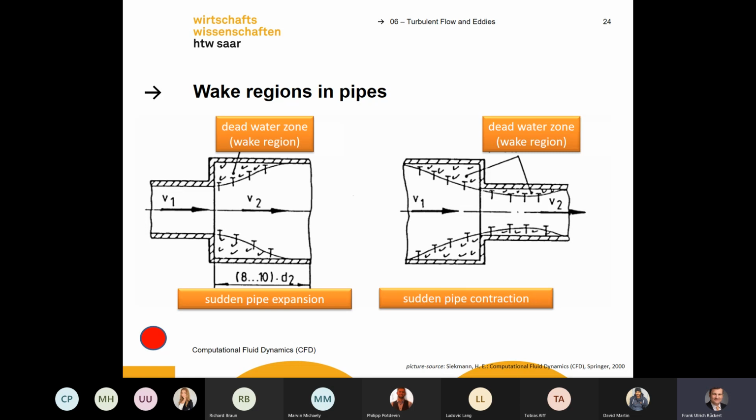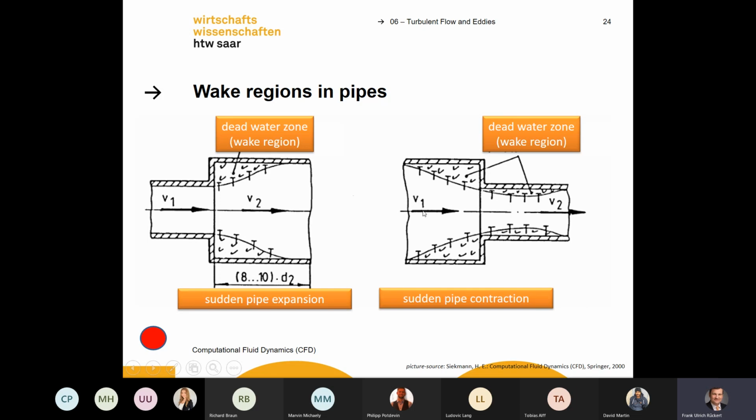Here you can see some wake regions in a pipe. I've told you that it depends pretty much on the type of fluid flow inside the pipe, and on the direction in which the pipe flow occurs. If we come from the smaller part to the bigger part, you see some wake regions here behind these edges.